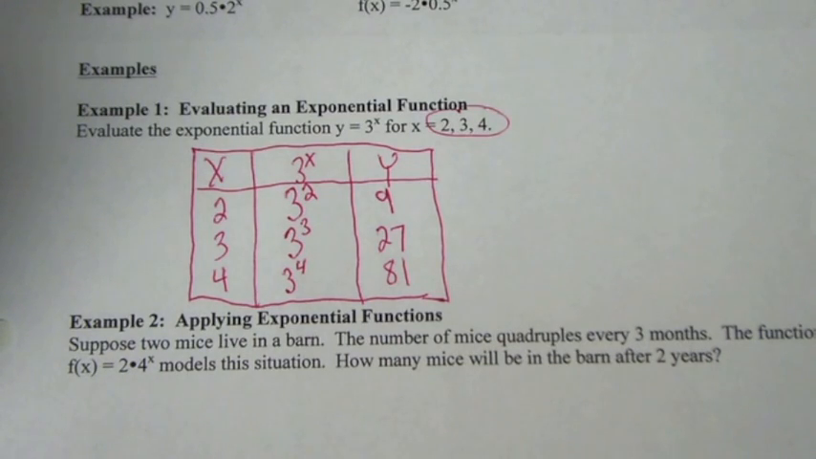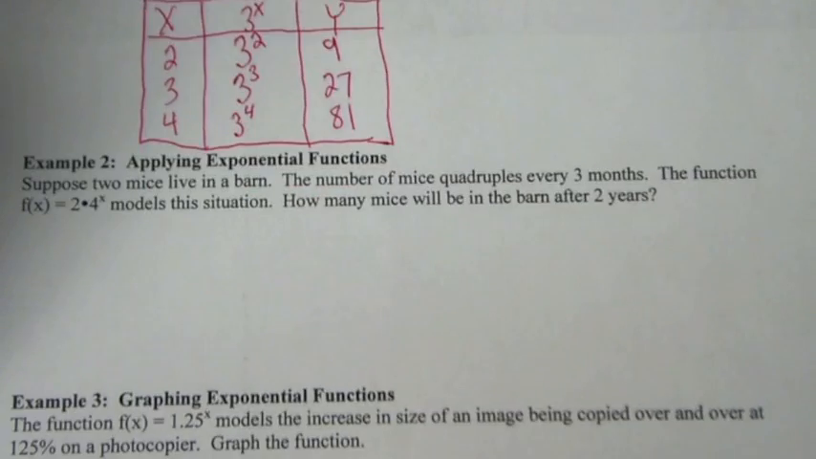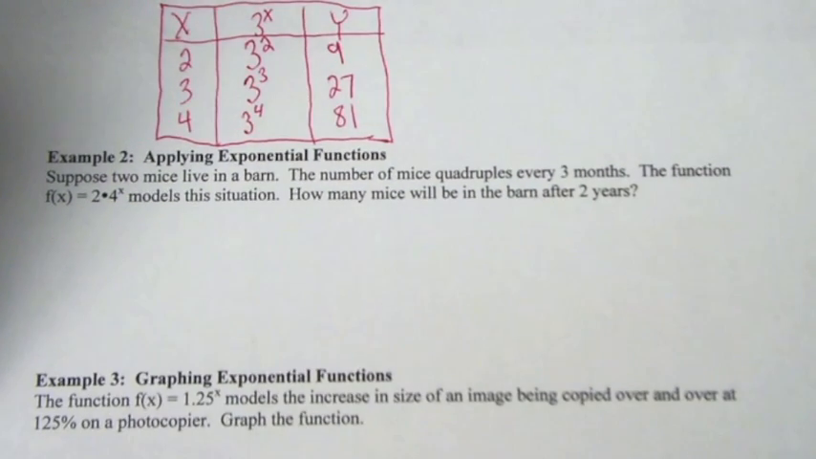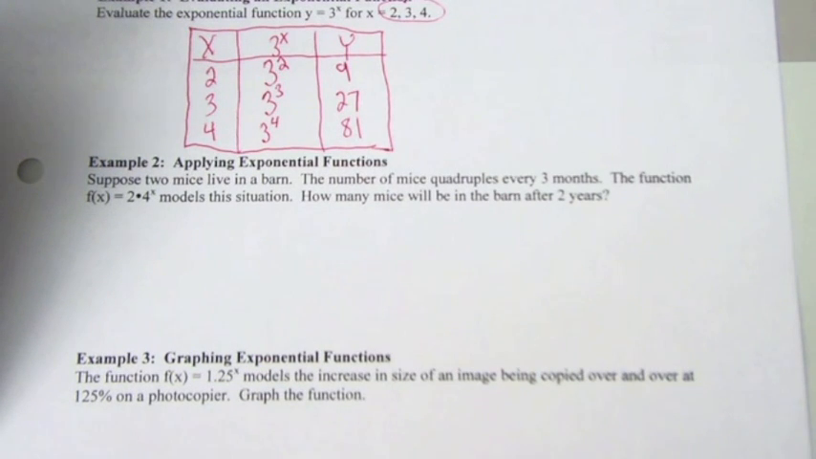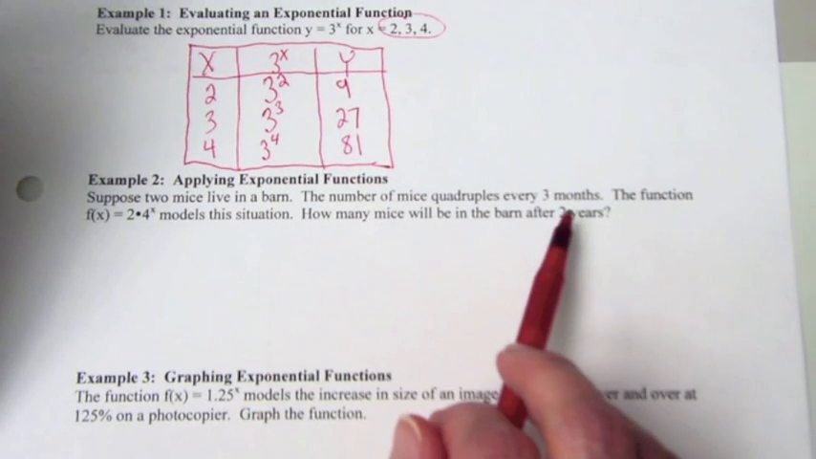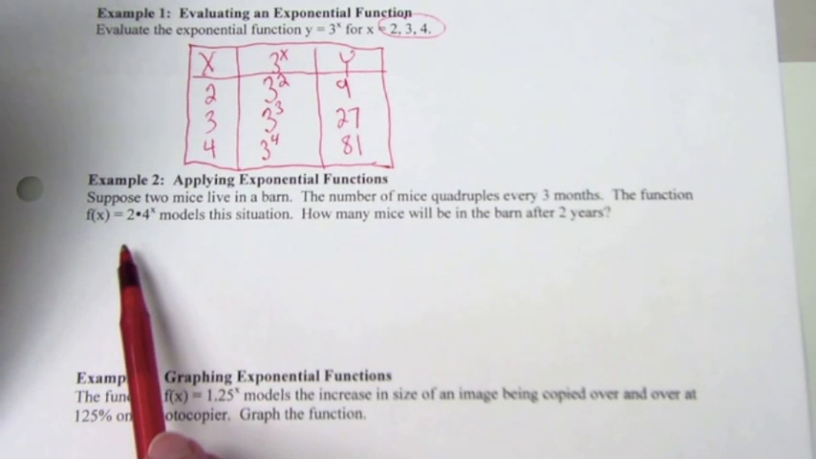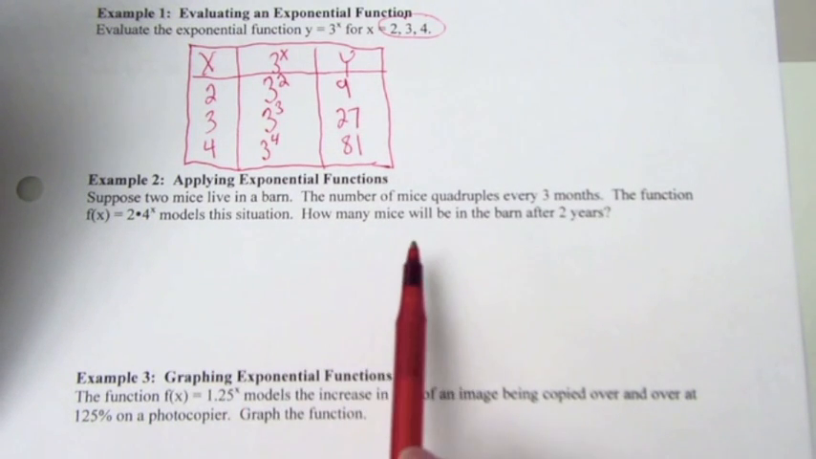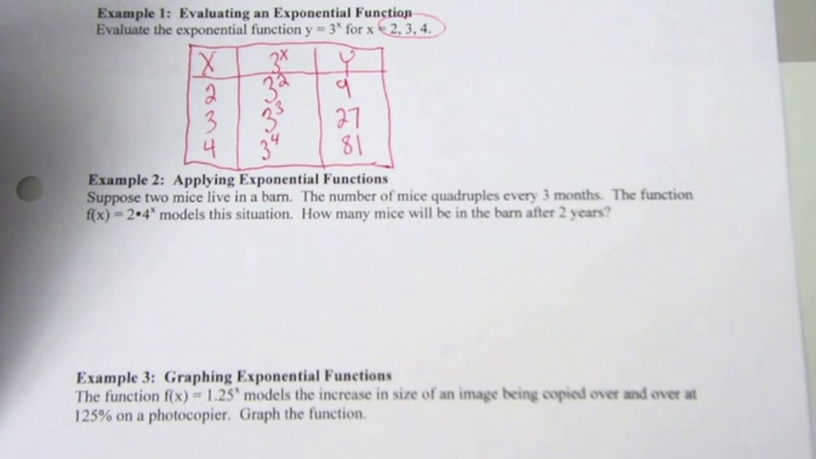Okay, so on this example, in example 2, let's look at that one. So suppose we have 2 mice that live in a barn. That's where I got the rabbit example a while ago. 2 mice live in a barn. The number of mice quadruples every 3 months. The function f of x equals 2 times 4 to the x power models this situation. How many mice will be in the barn after 2 years? Okay, after 2 years.